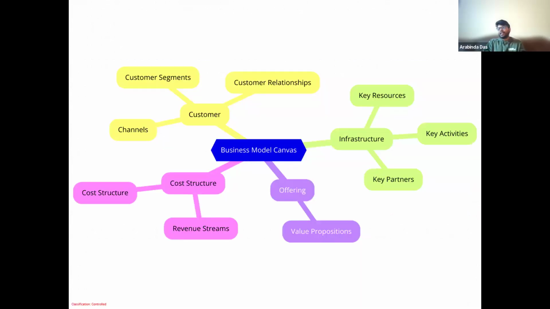This is how it is categorized. The business model canvas is categorized into 4 different things: infrastructure, customer, cost structure, and offering. Infrastructure will provide you the key resources, activities, and partners. Customer will have the channels, segments, and relationships. Cost structure will have the cost structure and the revenue streams. Offering is what business value we are trying to deliver to our customer.